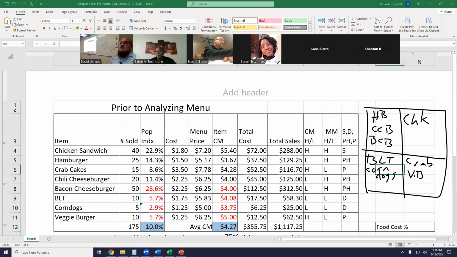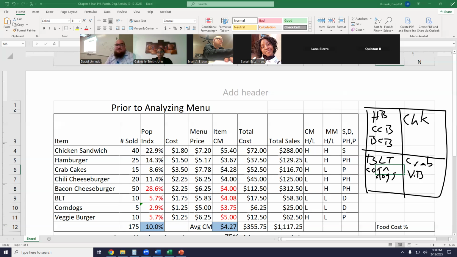Okay. Crab cakes, they make us a lot of money, but they're not super popular. So maybe people just don't know about it. Maybe we need to have our servers suggestively sell, hey, have you all tried our crab cakes as an appetizer before? If they haven't, then that's an opportunity to talk about it. Okay. So if we want to increase popularity, we want to bring people's attention to those things. If we want to increase profitability, we either have to adjust the menu, adjust the recipe and bring it down, or raise the menu price in order to change that contribution margin.